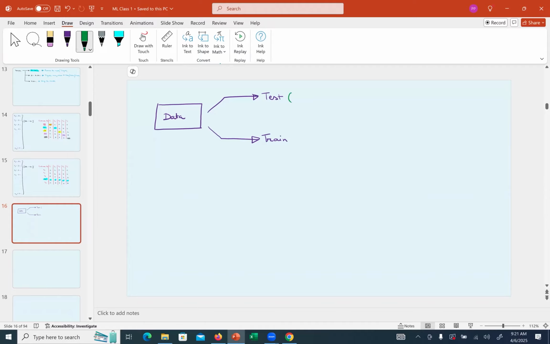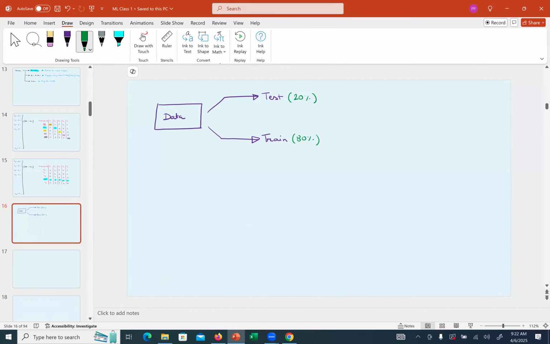Testing data is in general kept at 20%. So you randomly select 20% of the rows, remove that data, and call it test data. And the remaining 80% is called training data.